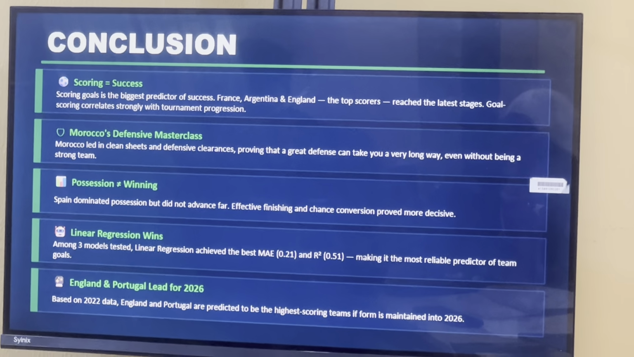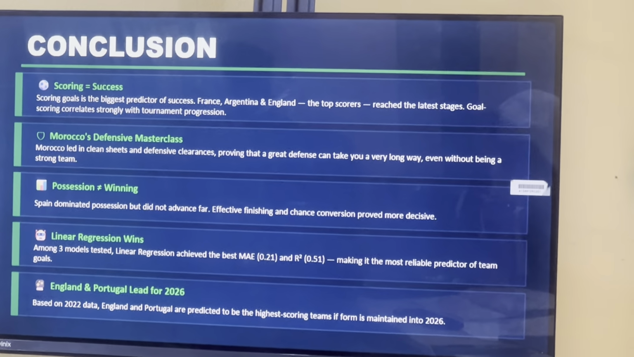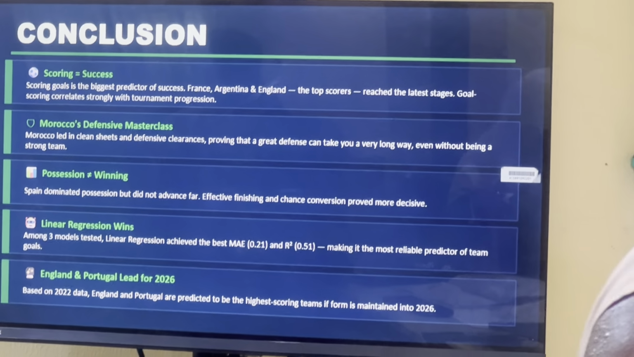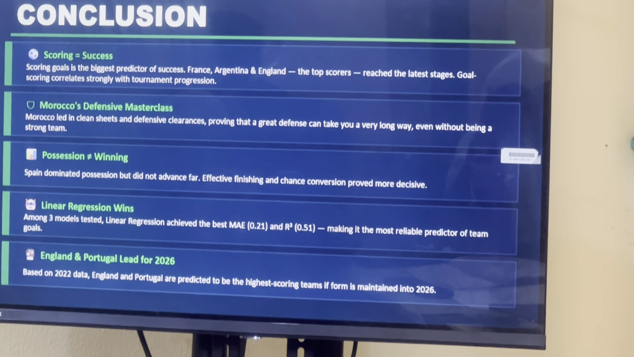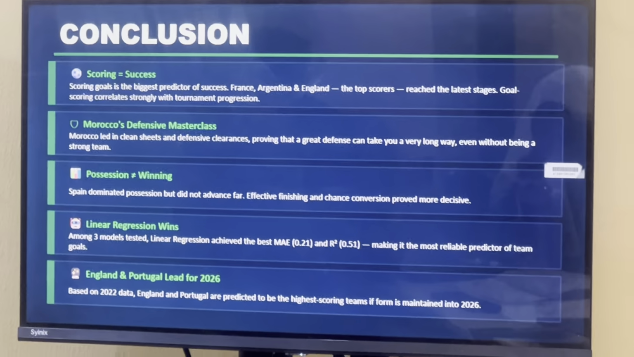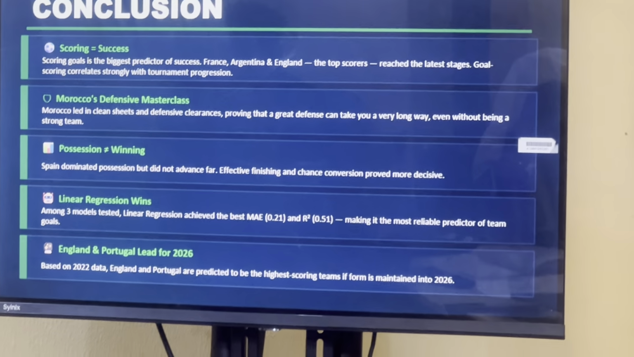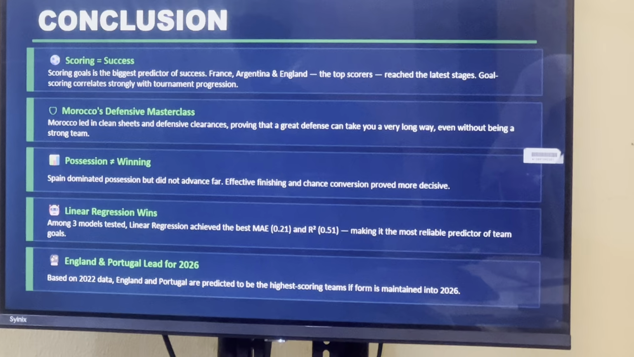Then the next one is, as we saw from Spain, they dominated. They had more possession, but they didn't advance. I think Spain reached the round of 16, but they had domination. So having possession doesn't mean you're going to win the match. It's about how you finish, how you handle the ball.